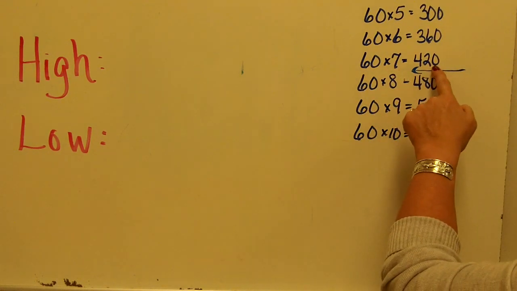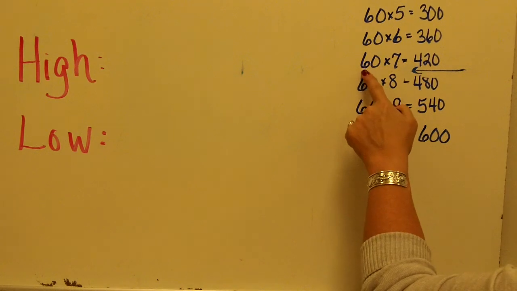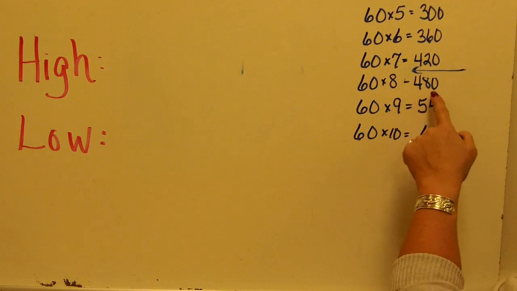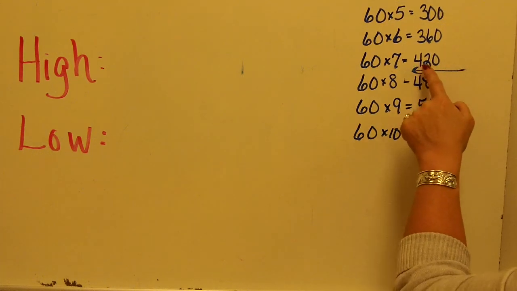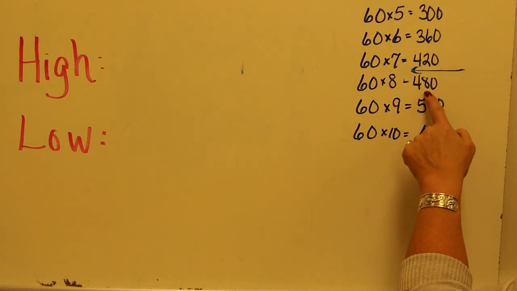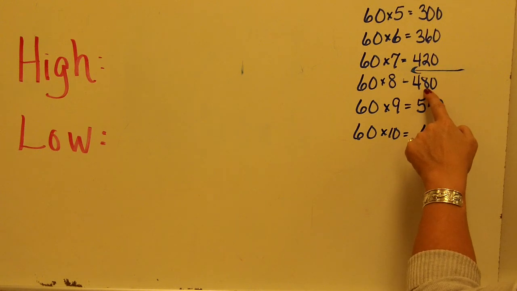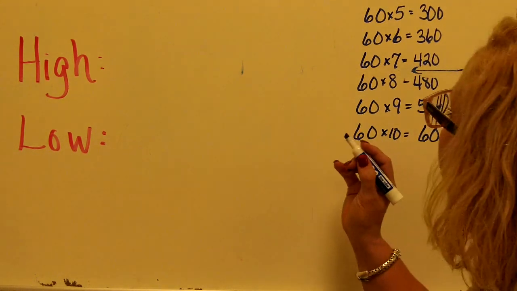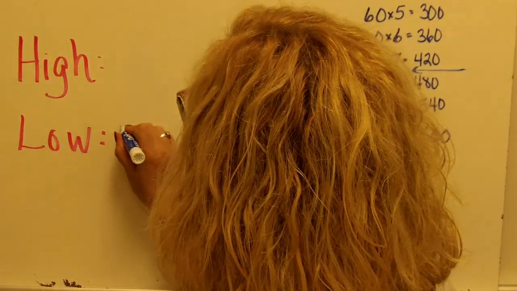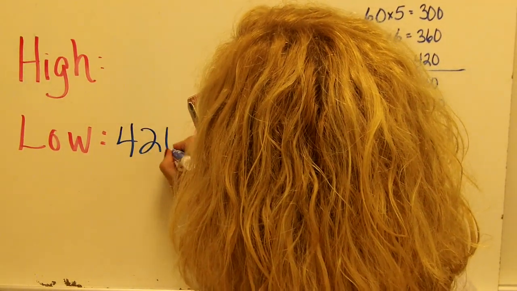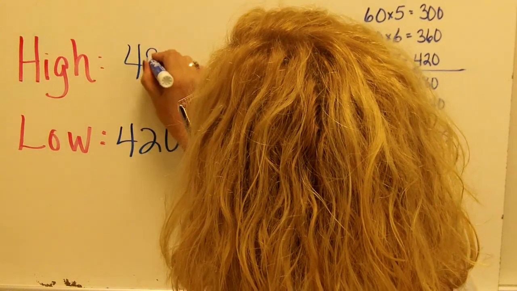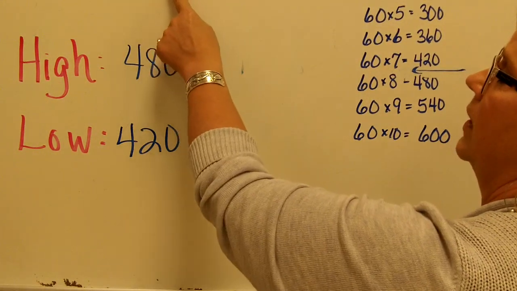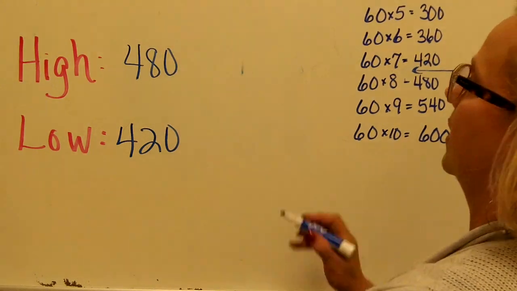60 times 7 is 420, which is the same thing as 6 times 7 is 42, and then I add the 0. It'll also go here between 420 and 480. So 480 is my high estimate. 420 is my low estimate. So I said my low was 420. My high was 480. I'm not adding any zeros this time because I'm going all the way to 439.